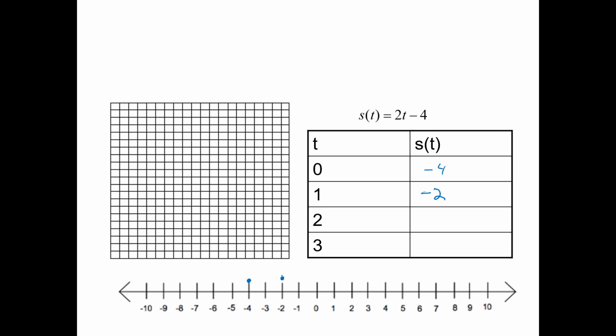And then once we put in 2, we get 0, and we're at 0 here. Okay, and then when we put in 3, 6 minus 4 is 2, and we're at 2. Right, so this corresponded to t equals 0, 1, 2, 3. Every second that goes by, we seem to be moving 2 units to the right, and you should see that because this is a line of slope 2.